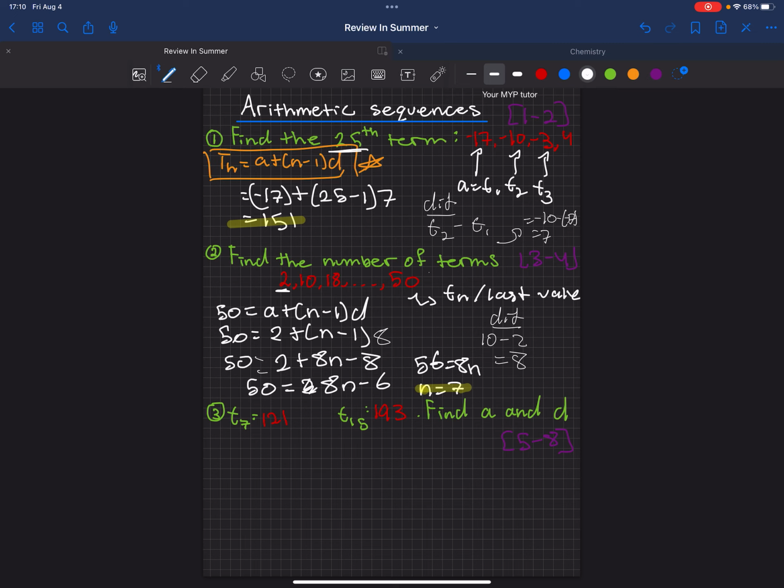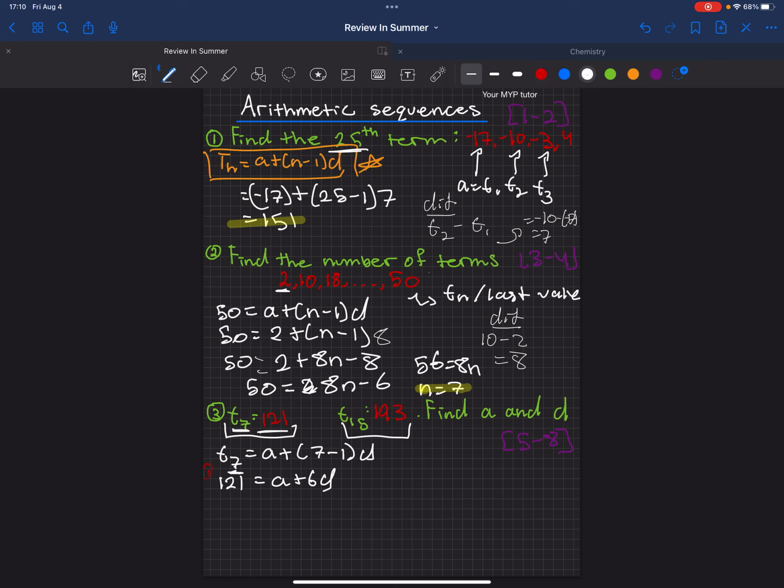Okay. Now the last question is a bit different. We know the value of 2 terms. We know term 7 is 121. We know that term 15 is 193. Okay, so we know that T7 is equal to a plus, we know the term, so we could do 7 minus 1 times d, right? So we do a plus 6d. Now that we also know that T7 is equal to 121, so we could put 121 over here. So this is going to be your first equation.